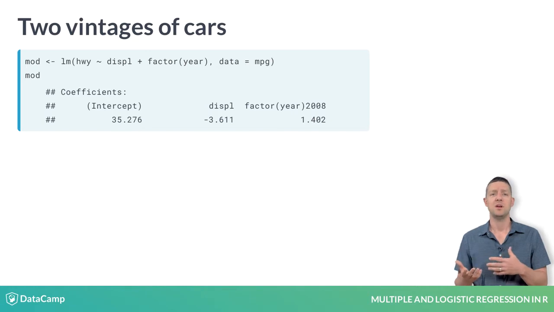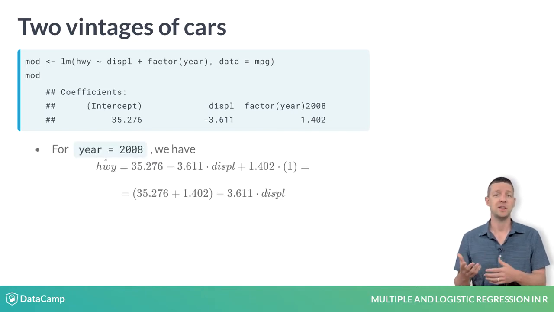So what happens when the cars are newer? Plugging in and simplifying reveals the equation for a line. Note that since displacement is our numeric explanatory variable, the slope of this line is negative 3.611 miles per gallon per liter, and the intercept is 36.678 miles per gallon, the sum of the other two coefficients.